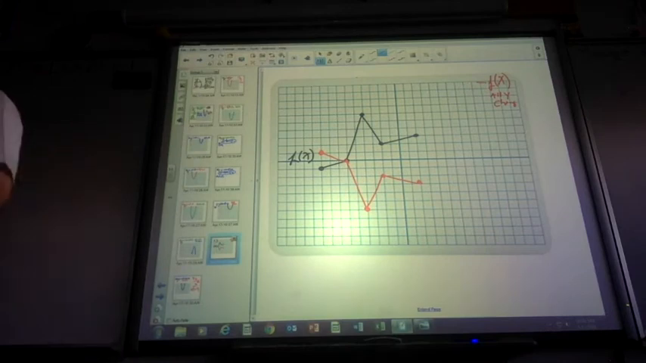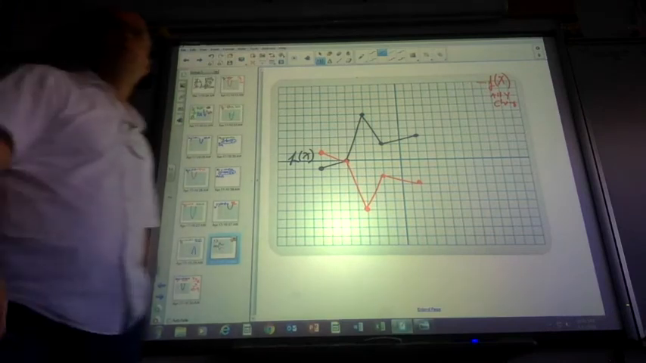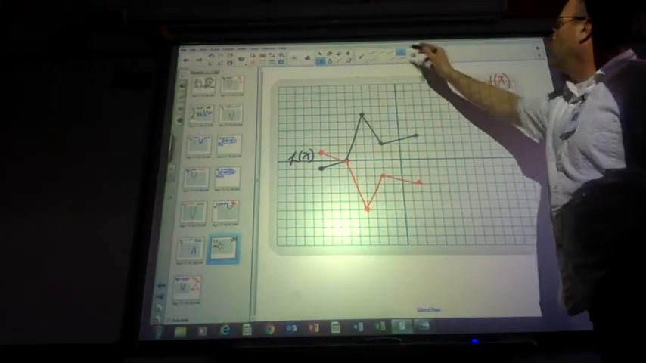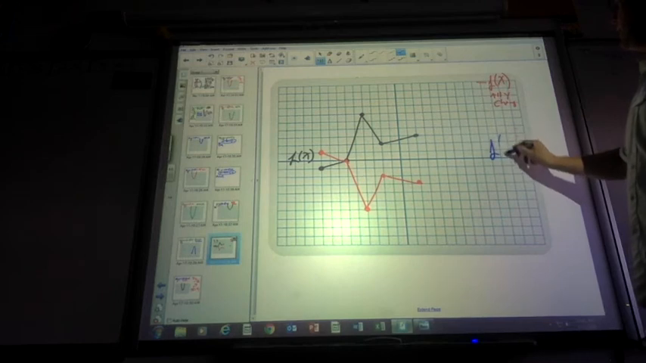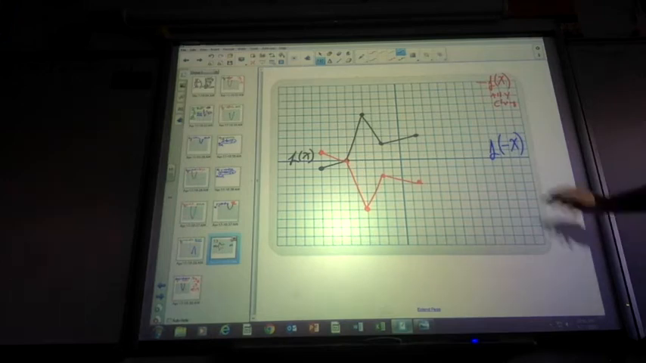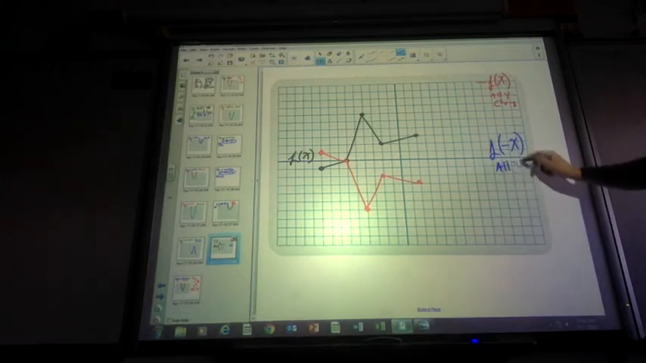So look like it flipped over? Make sense? Let's see, what else? Oh, you might see this one. F at -x. What do you think that would do? Change all the x values.